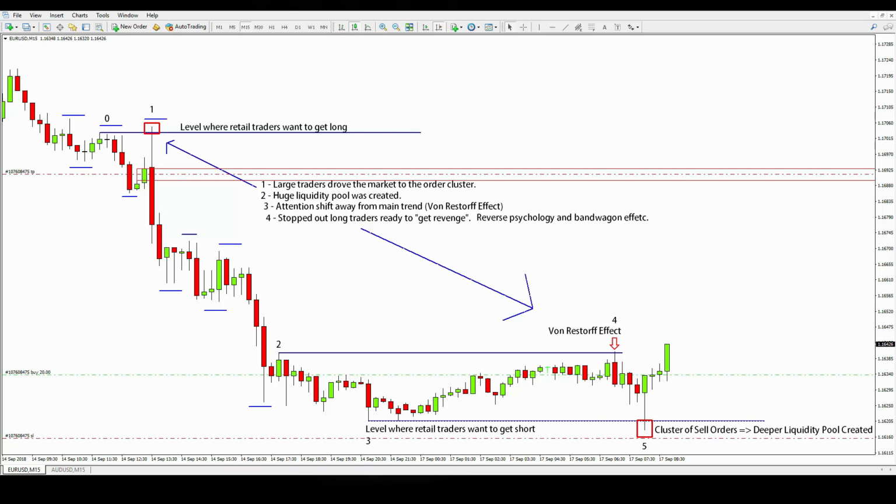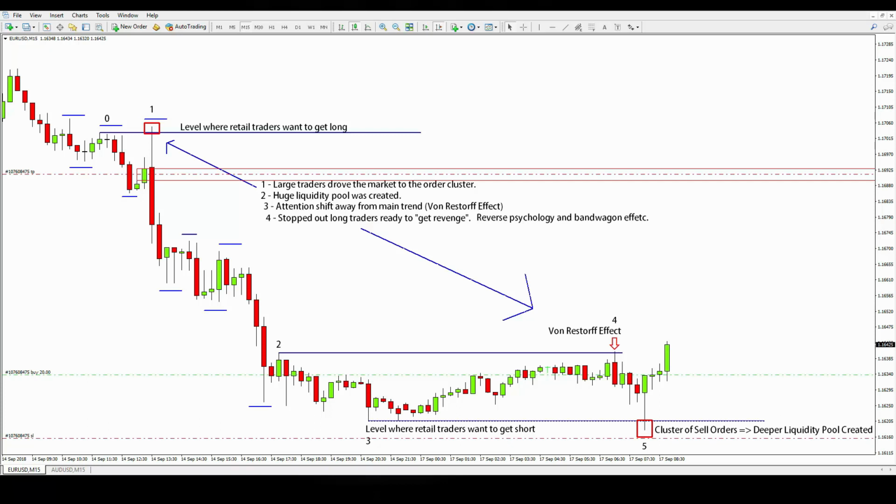Right after large traders hit the order cluster and the long positions were triggered, these large traders get in the market as violently as they can to the opposite side, which in this case is the short position. Before we move on to the other steps, you should be able to realize that the moments that precede the break of high number 0 is what we called the von Restorff effect in the theoretical portion of the course. When price is near that point, all that those retail traders willing to go long can pay attention to is the high number 0. They completely ignore the fact that price is producing lower highs and lower lows.